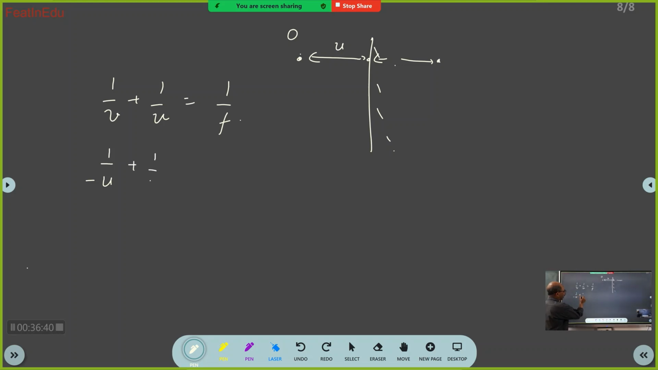Then I will write V. I don't know where V is, so I will keep it as V. And what is F? This I will write as 2 by R. So R is infinity, and this becomes 0. Right? So what will I get here? If I solve it, I get V is equal to U.